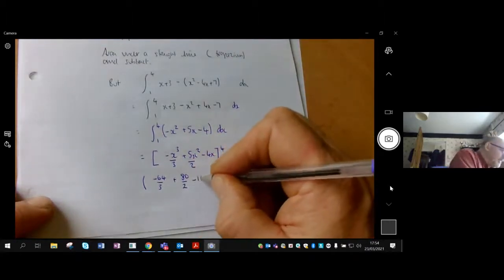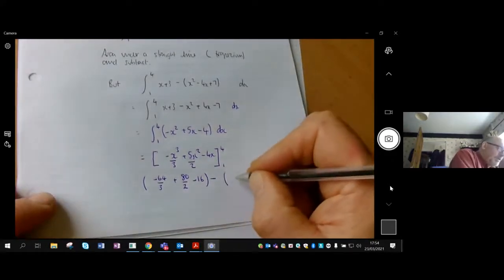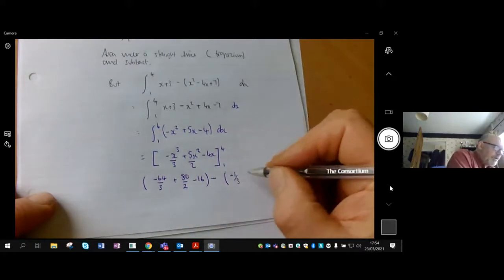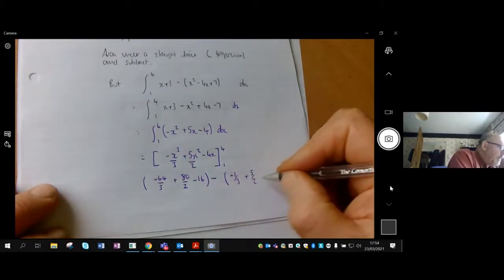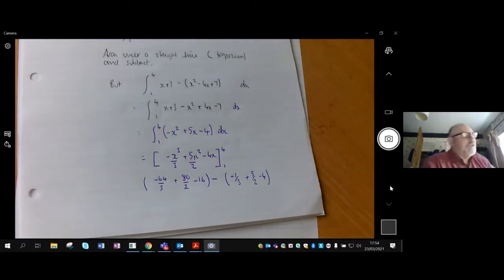Minus 16, minus, and put an x equals 1 in there, we get minus 1 third plus 5 over 2 minus 4. Now, I'm not as good at mental arithmetic as you think, because I've got the answer.